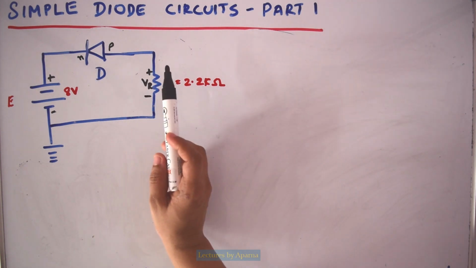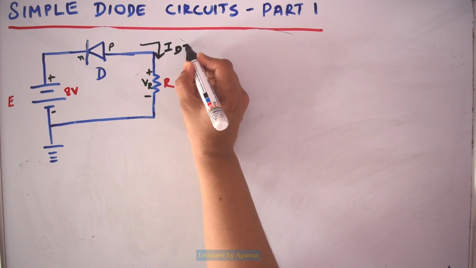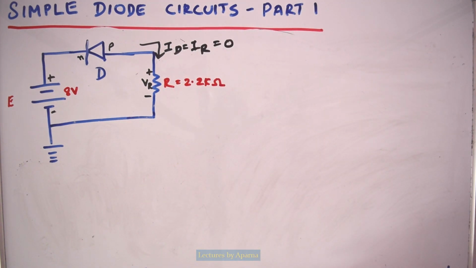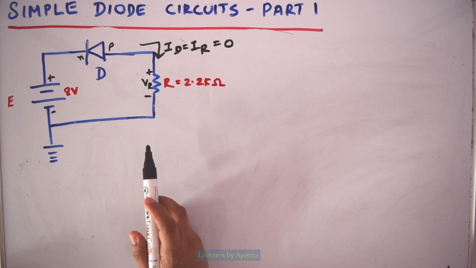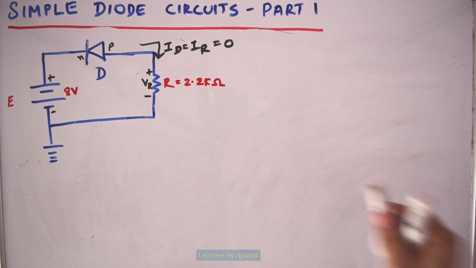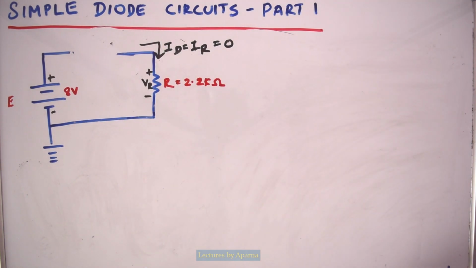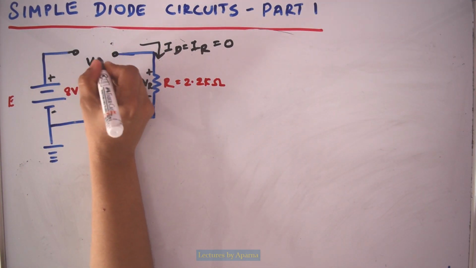When the diode is reverse biased, the current flowing through it will be 0. So ID equal to IR equal to 0. So when current through it is 0, it means that it will act as an open circuit. So you can consider this as an open circuit, like this. So this is VD.